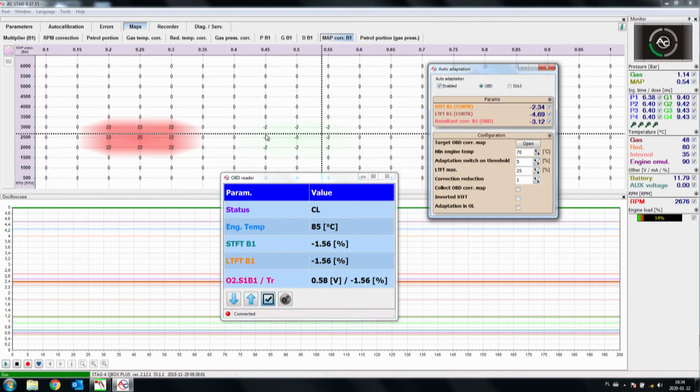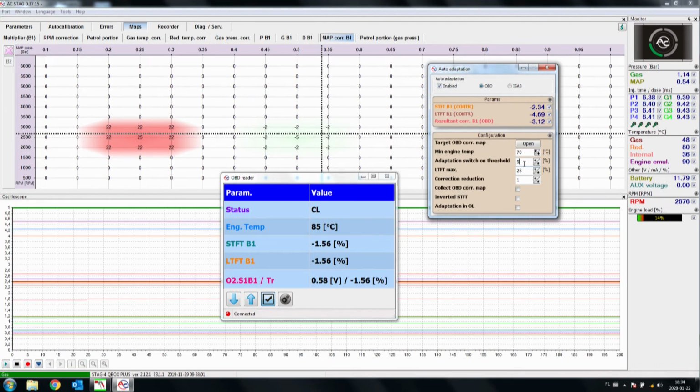But system stopped. Okay, yes. System right now is not changing the injection time. Why? On the first example, we have 25 on plus. Right now, system stops, even if we have 25% here. Yeah, but we have an adaptation switch on threshold.